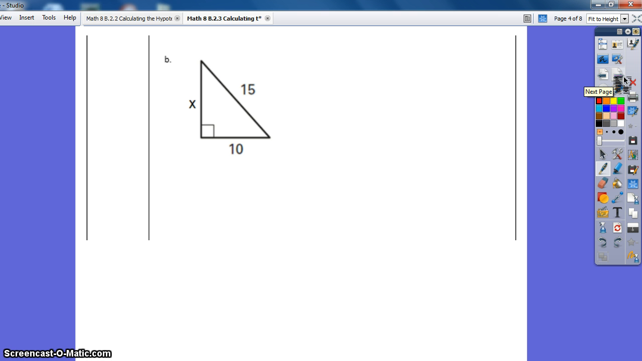Right, try this one, but they said it's X. Well, which one do we know for sure? We know C for sure. Which one is the C? 15, we know that's for sure. And then we know these two are our legs, our A and our B. So now you can fill it in.